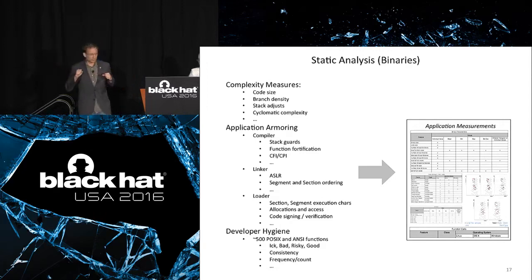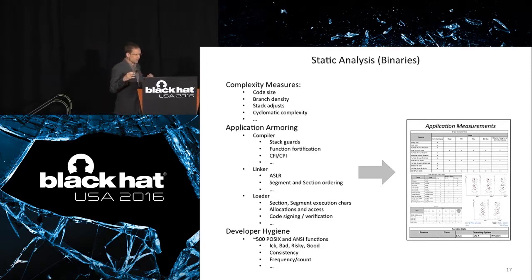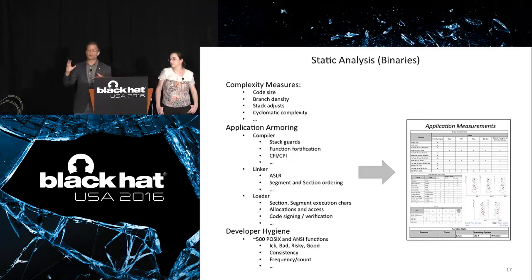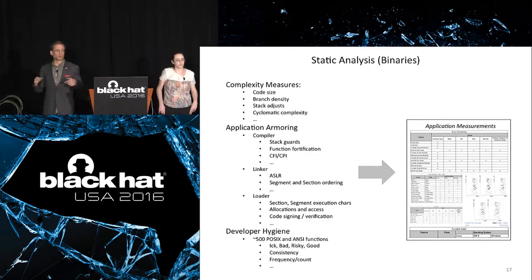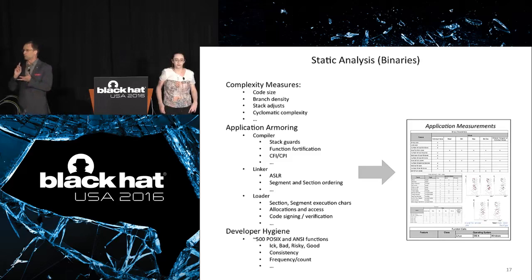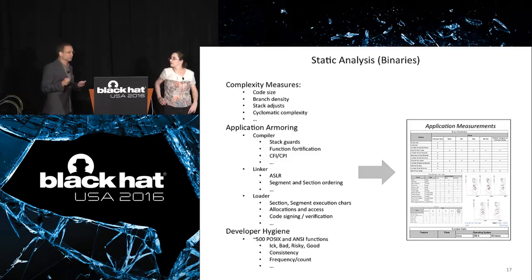The other section is application armoring. And application armoring is broken down into three sections. What does the compiler do? There's a bunch of things that modern compilers can actually do that are equivalent to the safety features in a car. They're your airbags, your anti-lock brakes, your seatbelt and restraint systems. And you can find that in the compilers for stack guards, control flow integrity, code pointer integrity, et cetera.